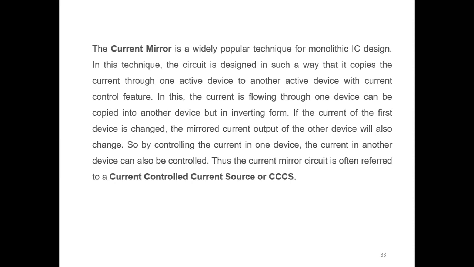The current mirror is a widely popular technique for monolithic IC design. In this technique, the circuit is designed in such a way that it copies the current through one active device to another active device with a current control feature. So this is the main concept. This is also referred to as a current controlled current source, or CCCS.